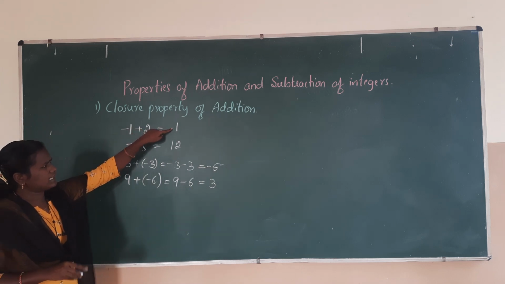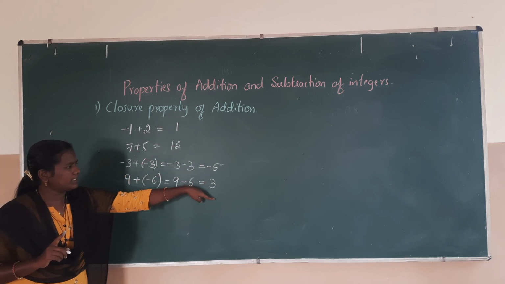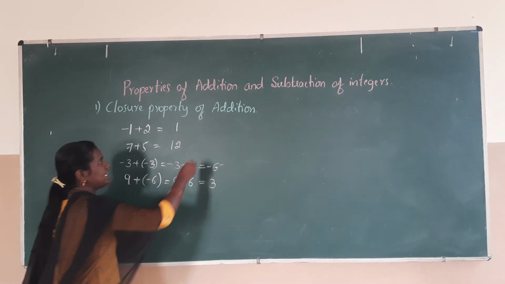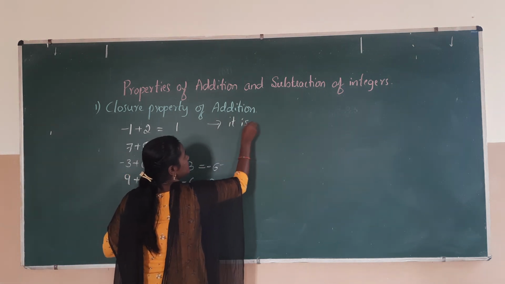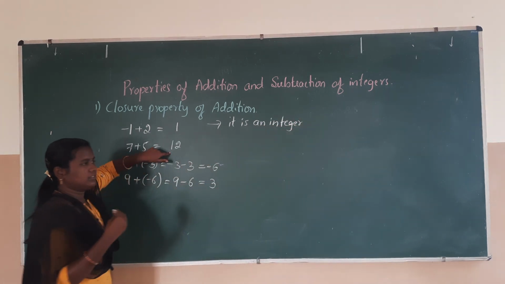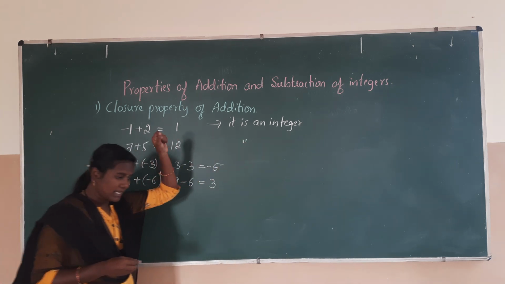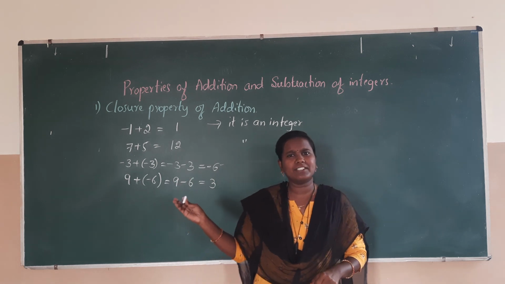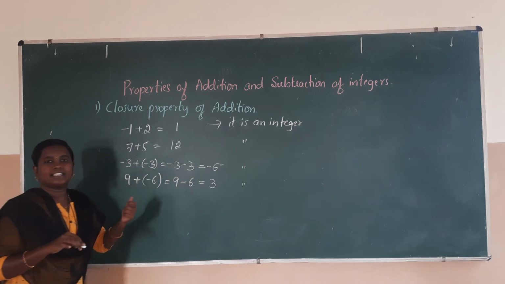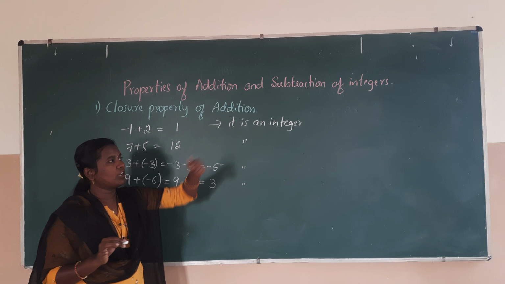Now if you see the answer, 1, 12, -6 and 3 are always integers. See, is 1 an integer? Yes, of course it is an integer. Then what about 12? Yes, 12 is also an integer. -6, is -6 an integer? Yes, it's a negative integer. So -6 is again an integer and 3 is an integer. Yes, so closure property of addition holds good for integers.